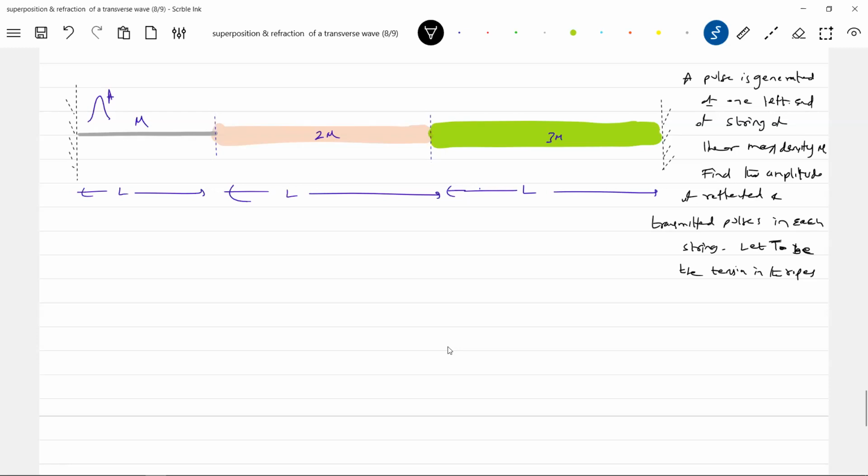Now first we'll calculate the speed. I'll call this the first string, second string, and this is the third string. What is the speed of the wave in the first part? The square root of T naught by mu. Second part, T naught by, we'll make the symbol 4 mu. It'll be easy for us in calculation.